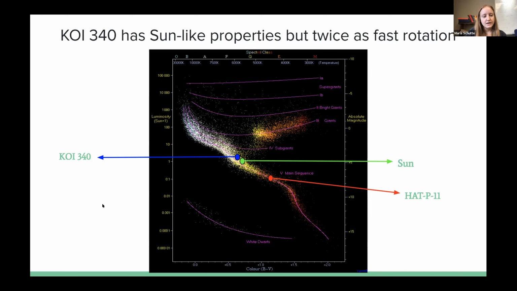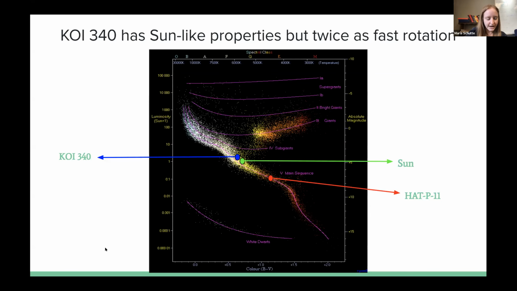The secondary object is an M-dwarf in this case, and the period of that is actually 23 days, so they're not quite synchronized. That is important to note. I think we're getting towards building a nice set of objects of different spectral types and also different rotation periods. So KOI-340, like I said, rotates twice as fast.